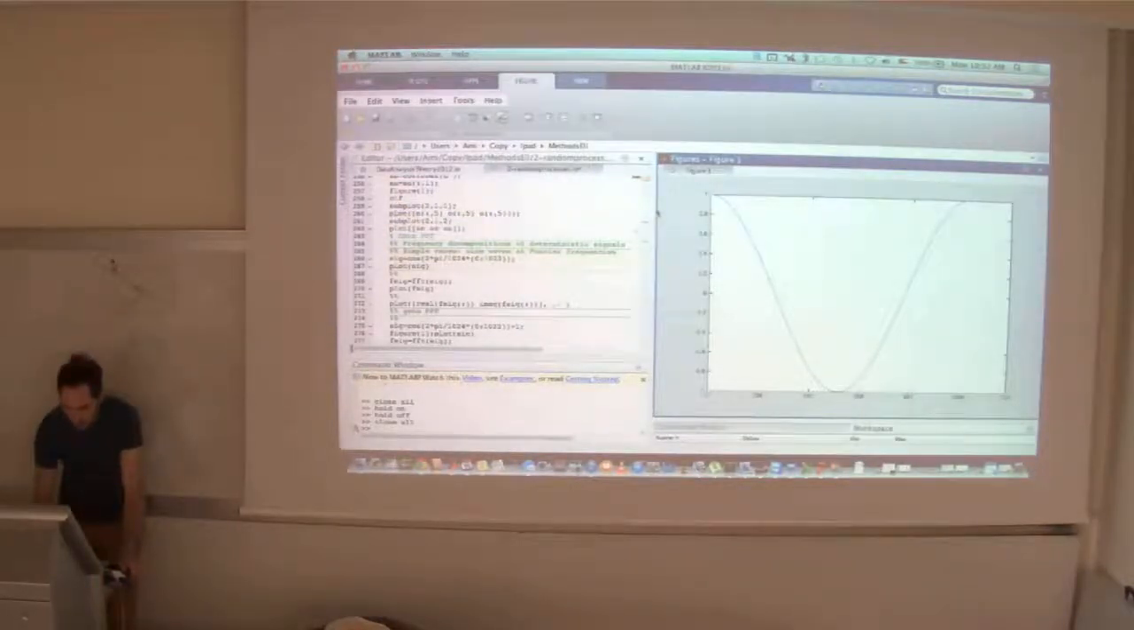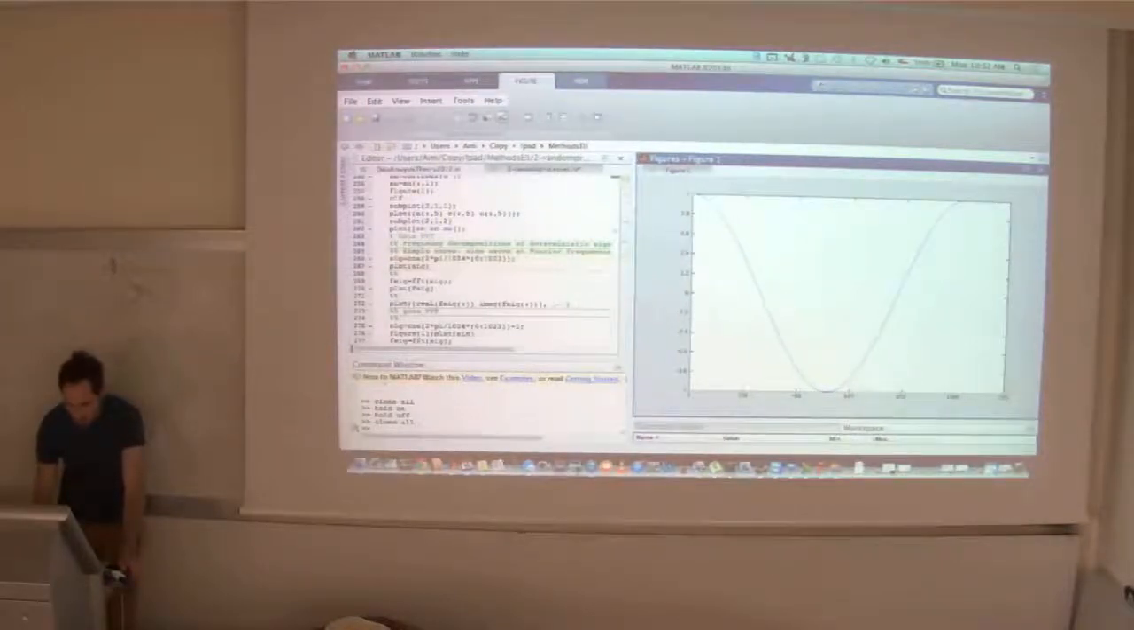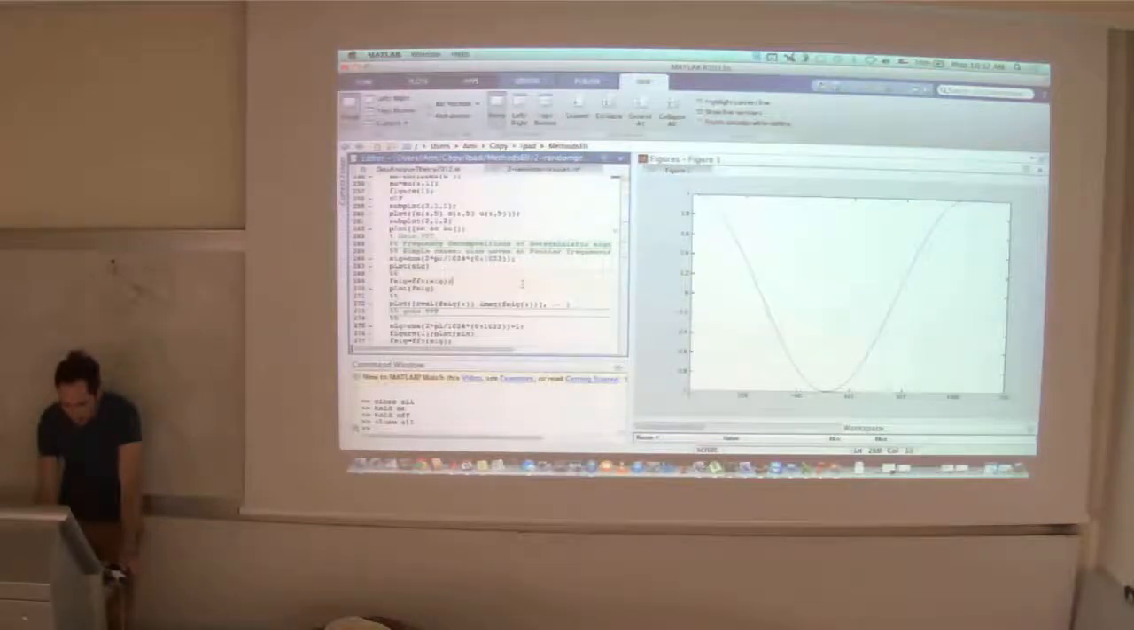So this is exactly what was written on the PowerPoint. I have a signal, which is cosine of 2 pi over 1024, and I plotted it. Now the next function will be fsig equals FFT. FFT is the FFT function of MATLAB. It's a built-in function.